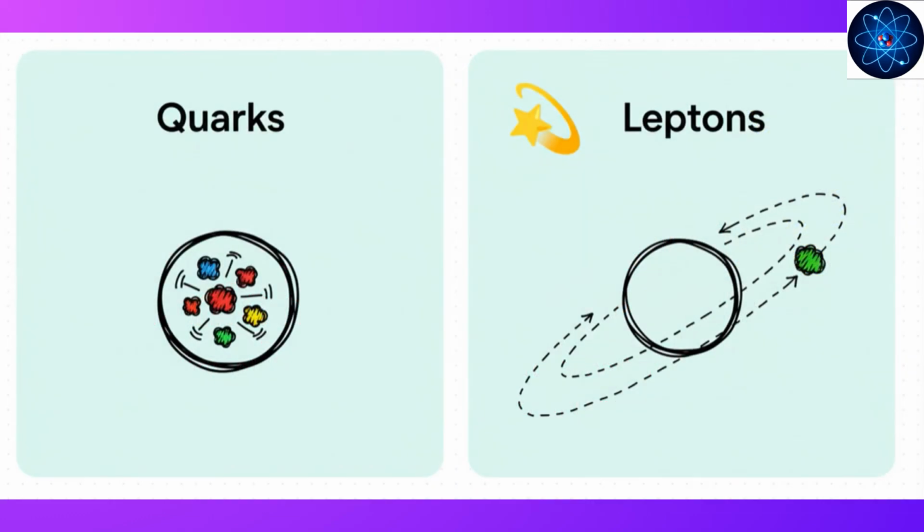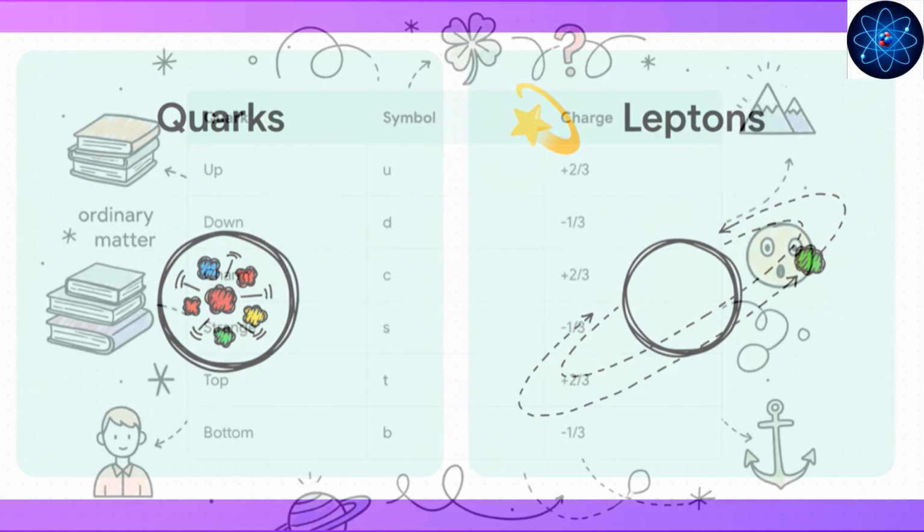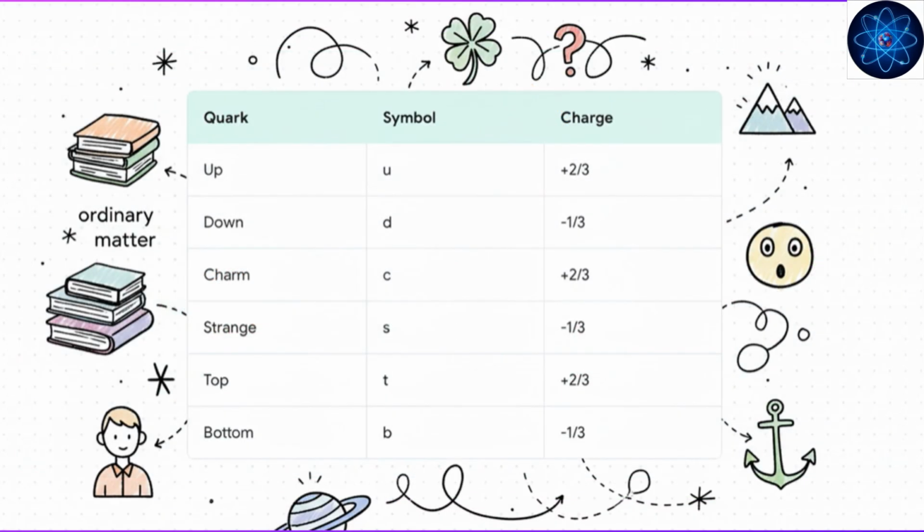And these Lego bricks, they come in two main flavors: quarks and leptons. You can think of quarks as the really social ones. They love to hang out in groups to form protons and neutrons deep inside the heart of an atom. Leptons, on the other hand, are kind of the loners. The most famous one, of course, is the electron, which is that little particle buzzing around the outside of the atom.